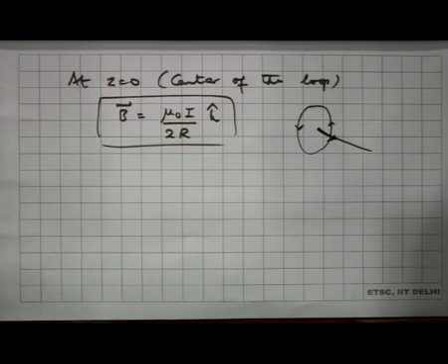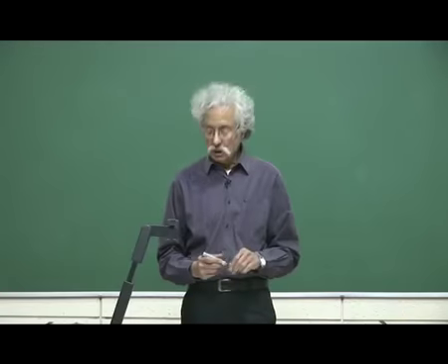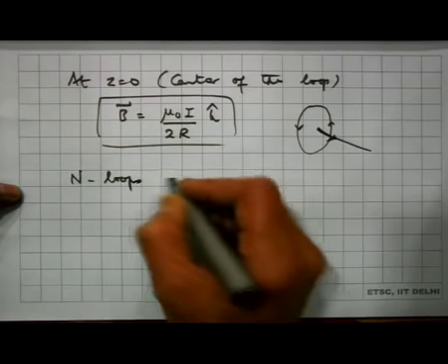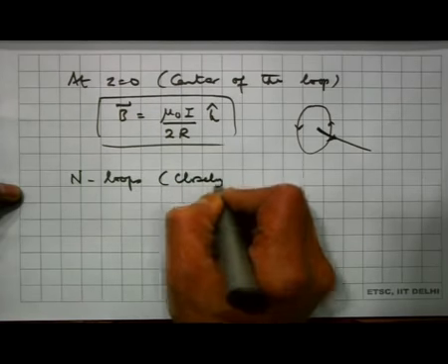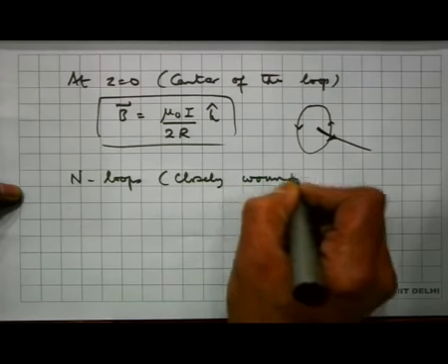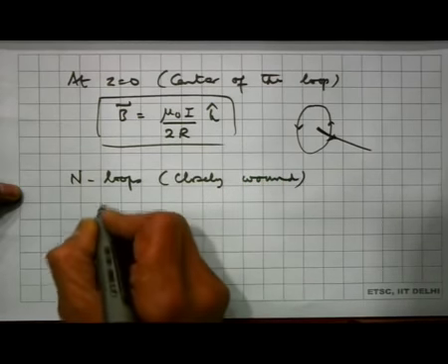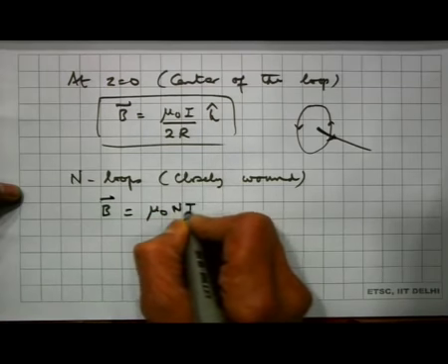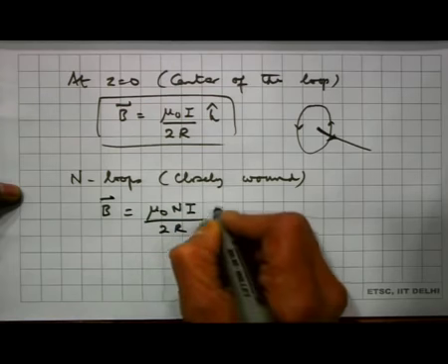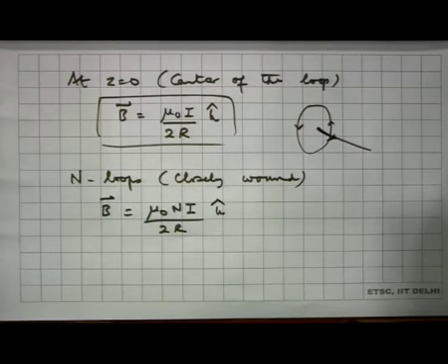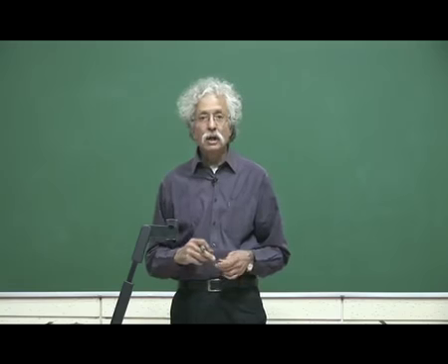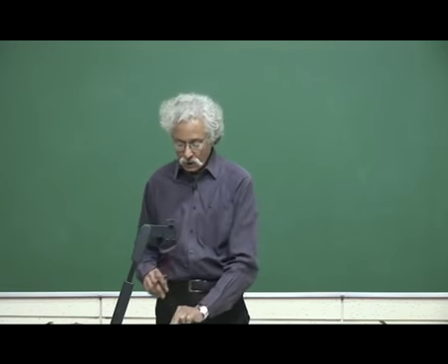Now, this is for a single loop. If you have multiple loops, you can actually calculate. So, if you have n loops closely wound, the total magnetic field at the center will be mu naught n I by 2r k cap. So you can actually increase the magnetic field by putting a larger number of loops in the coil, and you can get a strong magnetic field. So let me calculate one example.